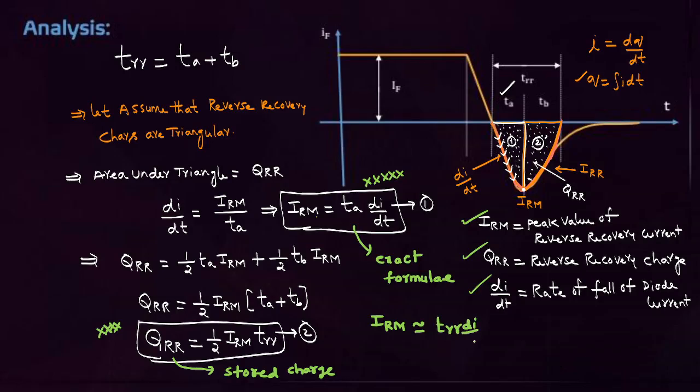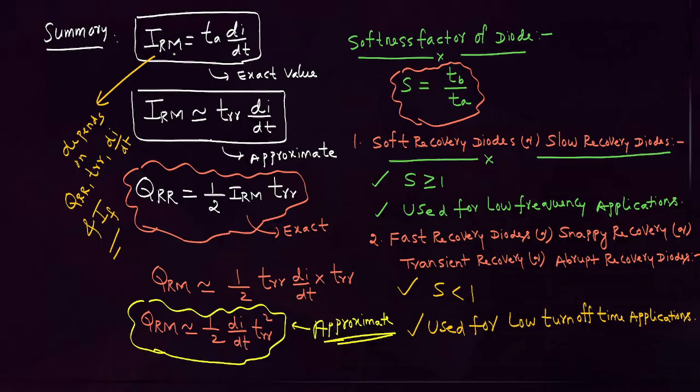Now the question is, when can you apply which formula? If the TA data is available, then go for the exact formula. If the TA data is not available, then go for the approximate formula. These two observations are very important. Here IRM equals TA times di/dt is the exact value. IRM is nearly equal to TRR times di/dt is the approximate form. Then QRR equals 1/2 times IRM times TRR.